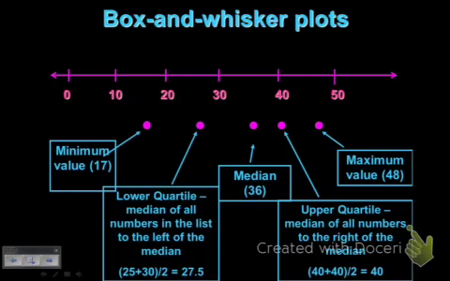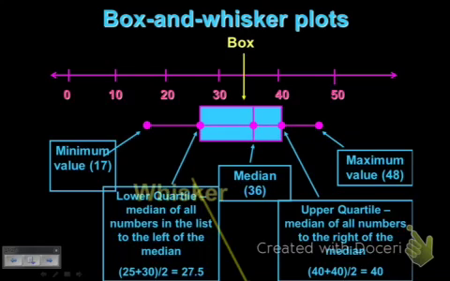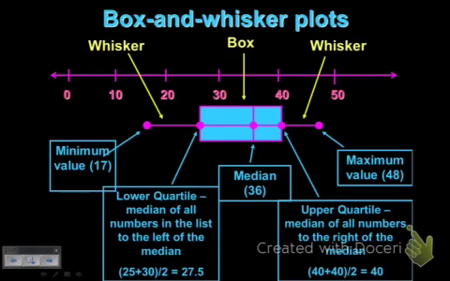Once you have those 5 points, the ones you need are: minimum, lower quartile, median, upper quartile, and maximum. Once you have those 5 points, you draw a box around the middle 3, and then draw your whiskers in, which is a line through all your points. And there is your box and whisker plot.